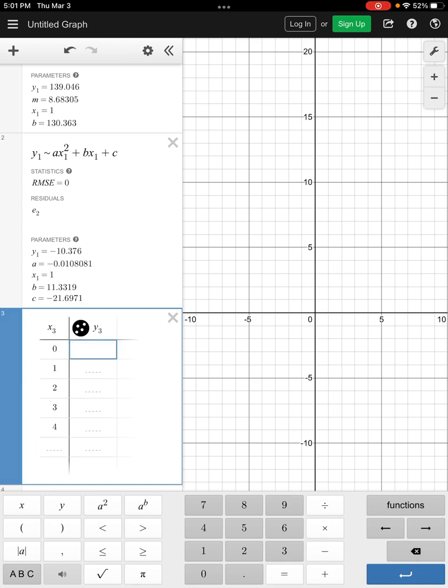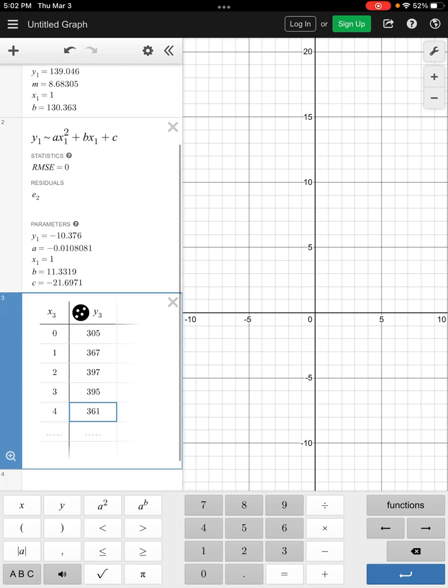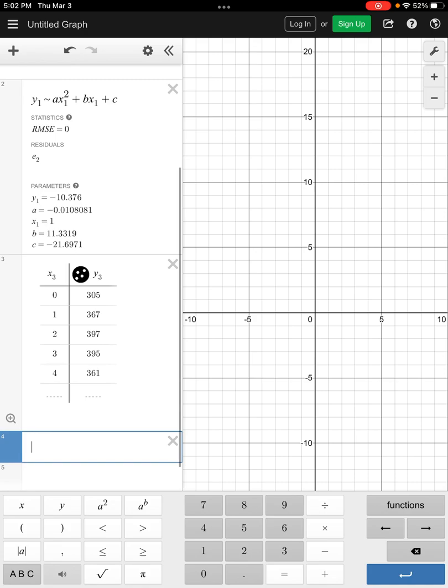All right, going back. We got 305 as its starting point. That's at time 0, right before it started. The coin must have been thrown up in the air because it's higher. 397, 395, 361. Okay, so now let's look at what we got.